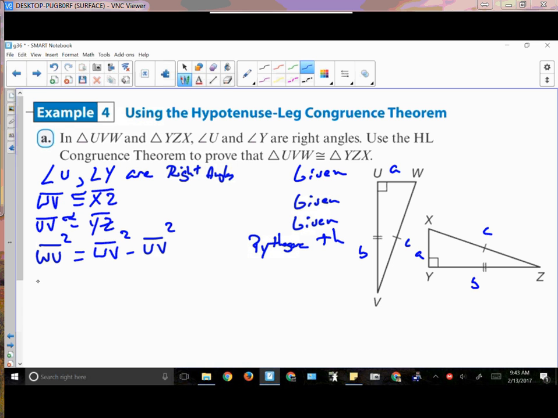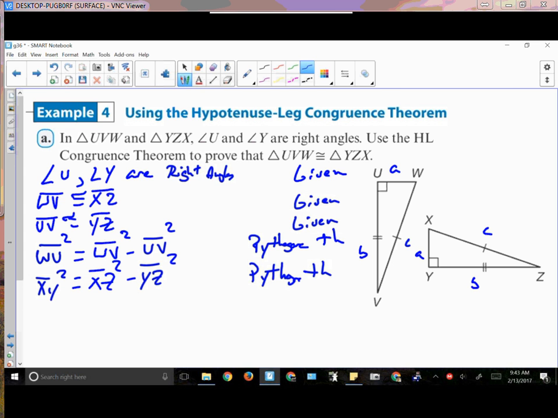I am also going to say then that XY squared is going to be equal to XZ squared minus YZ squared. Again, that's the Pythagorean theorem. A squared plus B squared is equal to C squared.